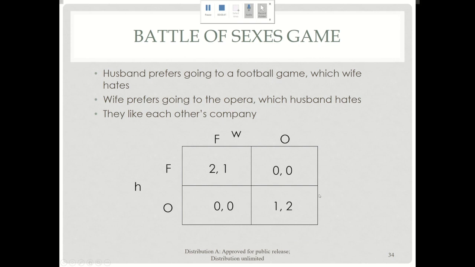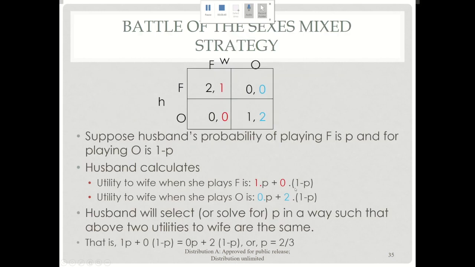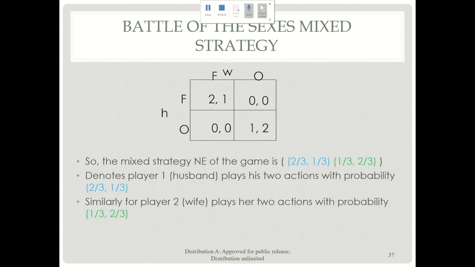Then remember the Battle of the Sexes game, which had a pure strategy Nash equilibrium at FF and OO. It turns out it has a mixed strategy Nash equilibrium as well. I have solved this on the slides too, and you can go through it later. The mixed strategy is 2/3, 1/3 for the husband, player 1, and 1/3, 2/3 for the wife, player 2. Note that if I change the utility values, the probabilities in the mixed strategies will change. For example, if I change these to 3, 1 and 1, 3, I think the probabilities become 2/5 and 3/5 or something like that.